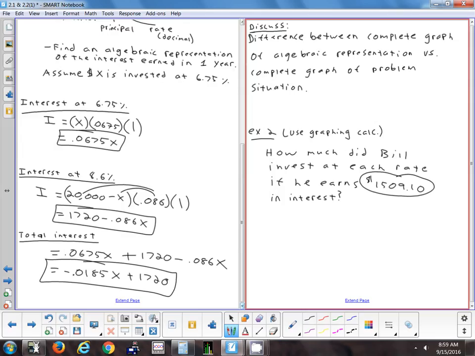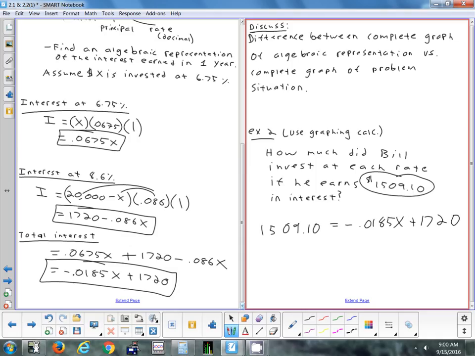How about Zach? What does that 1509 represent? That's the total interest. Exactly. That's the total interest that was earned. Do you see anywhere we could use that in what we did previously? 1,509.10 equals negative 0.0185 x plus 1720. Yeah. We plug that in on the other side of the equal sign, because that's my total interest. And now I solve this equation.